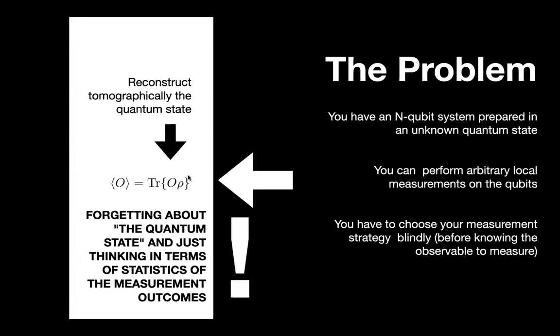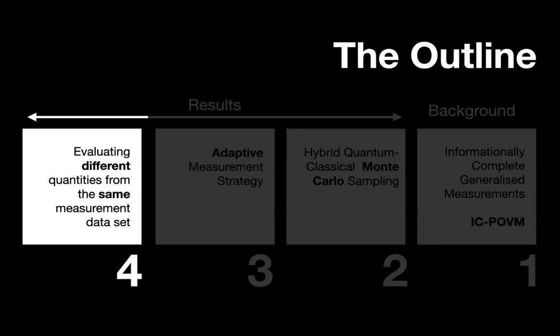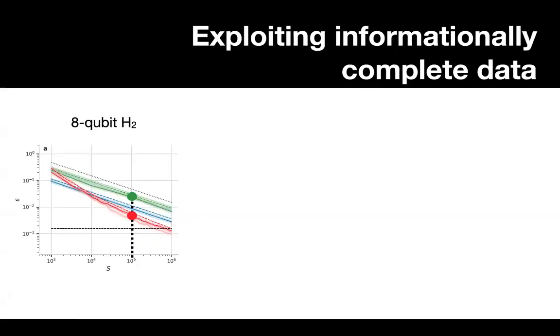And generally, the state contains way too much information. Much of this information is really redundant, and instead it makes much more sense to think in terms of statistics of measurement outcomes and how to use the statistics of measurement outcomes to extract the information we are interested in.